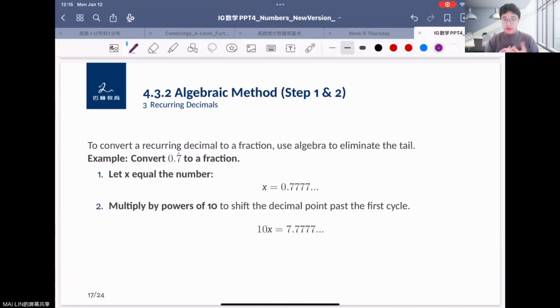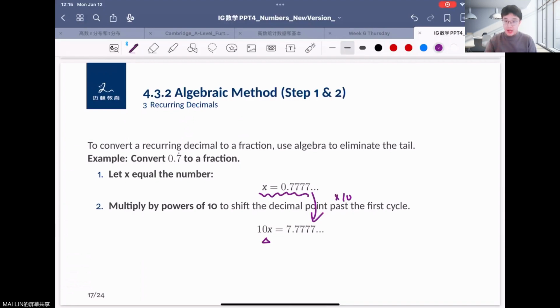So maybe here the question is: convert 0.7, with a recurring symbol above the 7, to a fraction. How do we switch it into a fraction? Here, I'll give you an example. First we write the number in decimal form, x equals 0.777, all 7s after the dot. And you can times it by 10. So after multiplying, x becomes 10x, and this value also has to be times 10.